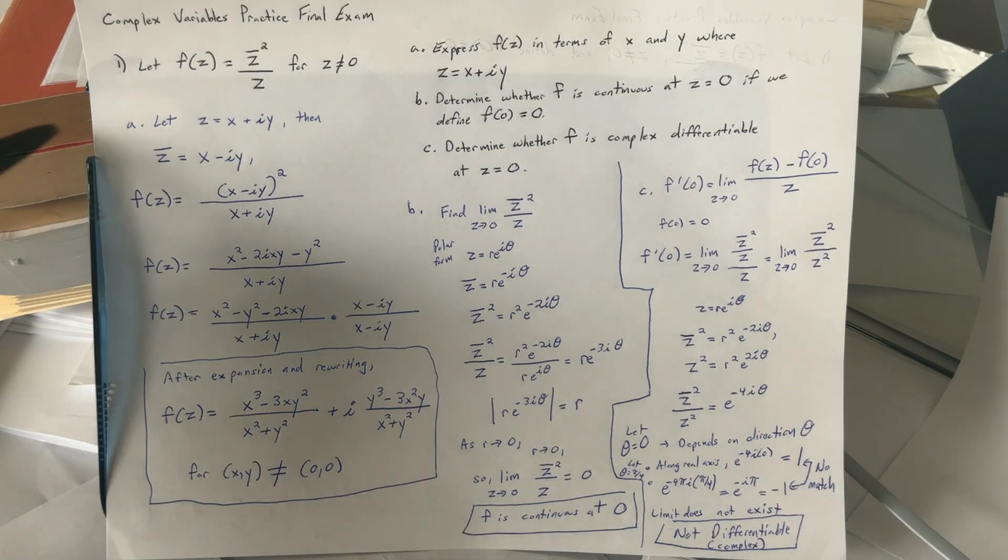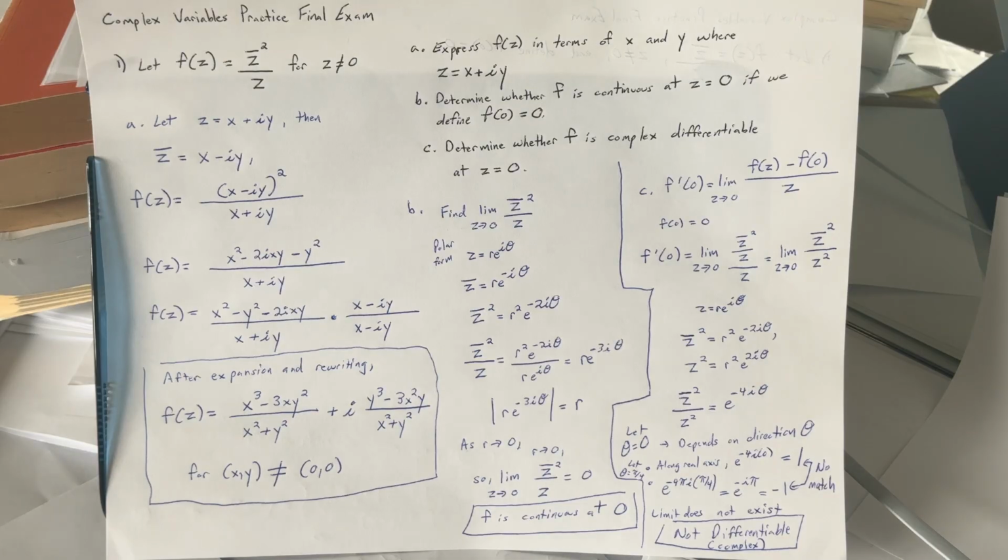So here we go for letter A. Let's go through letter A. So we're going to let z equal x plus iy. Then z bar equals x minus iy. Substituting in, we have f of z equals (x minus iy) squared over x plus iy.